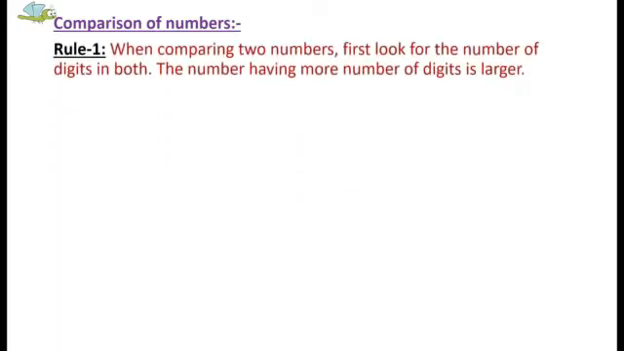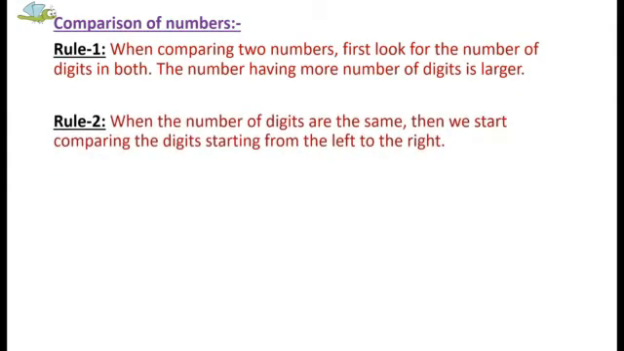Children, for comparing any two numbers, we need to follow two rules. The first rule is, when comparing two numbers, first look for the number of digits in both. The number having more digits is larger. That means for comparing any two numbers, we first count the number of digits in both, and the number which has more digits is the larger number.